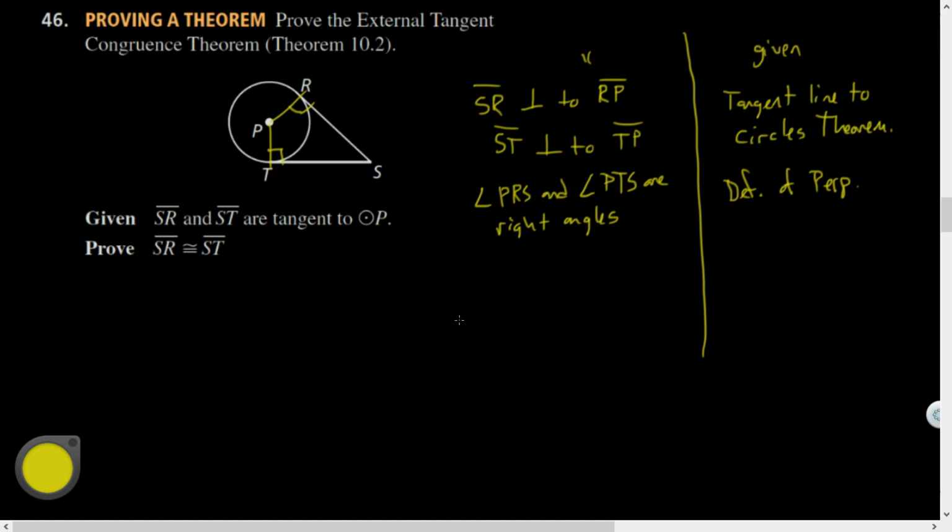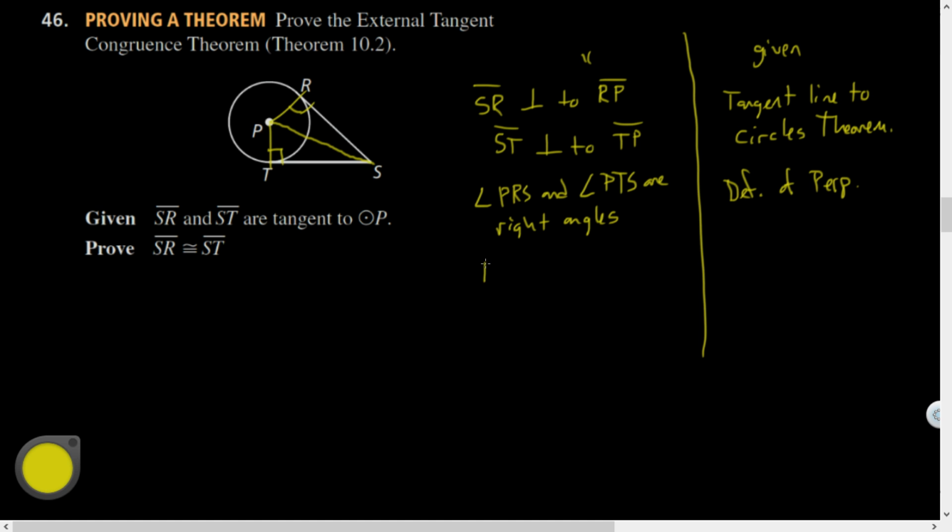All right, let's see how we can get clever. I've got a couple more things here. Now, I want to prove SR is congruent to ST. I can't prove that right now. But if I knew that these two triangles were congruent, then I could use some CPCTC. You know what I mean? I think so. So let's say this.